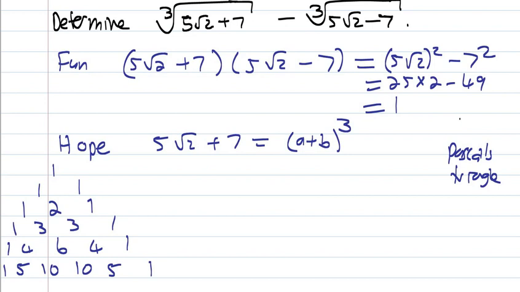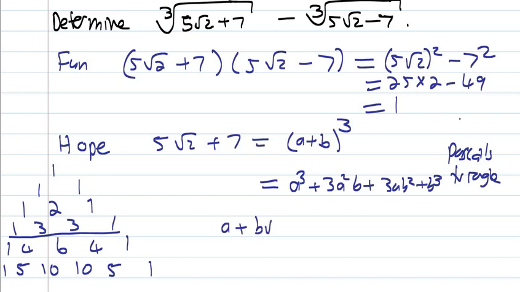So looking at this, we can apply Pascal's triangle, and we know that a plus b cubed will be a cubed plus 3. So we go to this row. 3a squared b plus 3ab squared plus b cubed. Alrighty, so we are hoping that this is true. We know that possibly one of the terms should have a root 2 in it. Alright, so we scrap this plan.